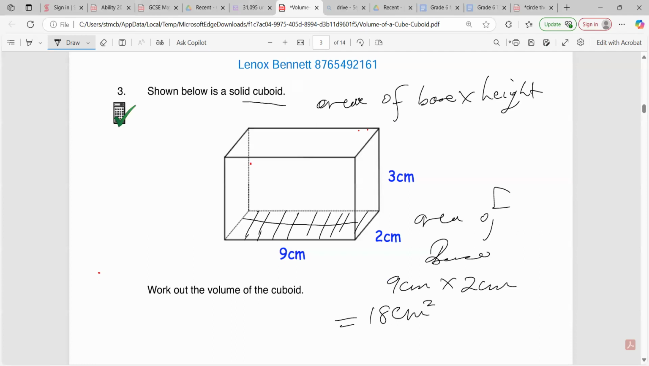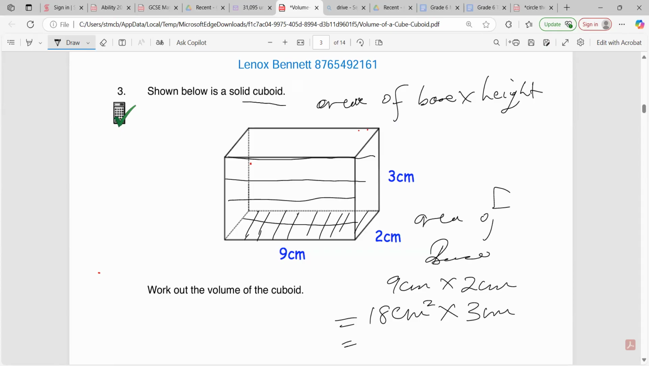What it means is, on the ground floor there are going to be 18 cubes, but we're going to have three stacks of 18. So we have 18 cubes here, then another 18, and for the last one, another 18. That's what it means, so we times it by the height, which is 3 centimeters.